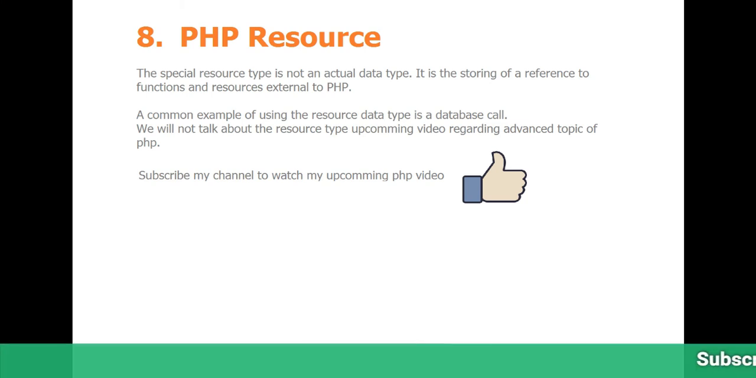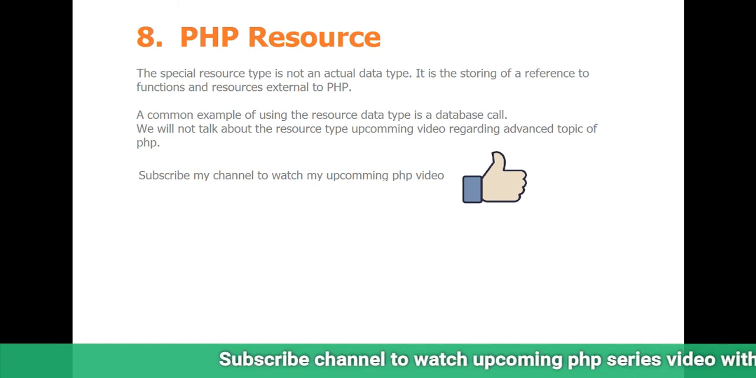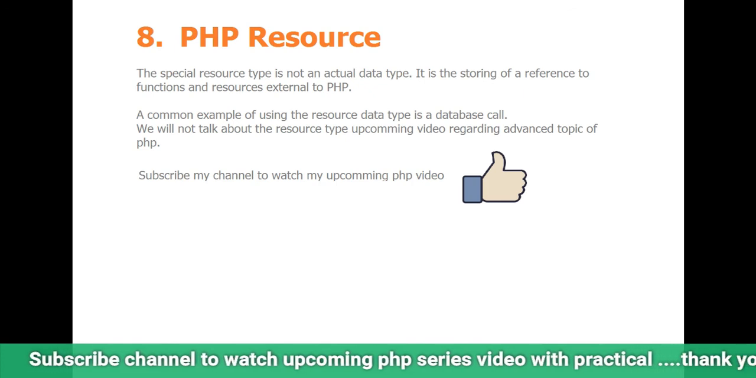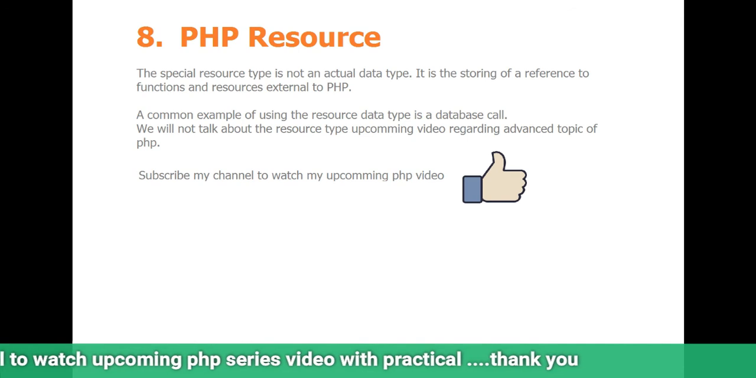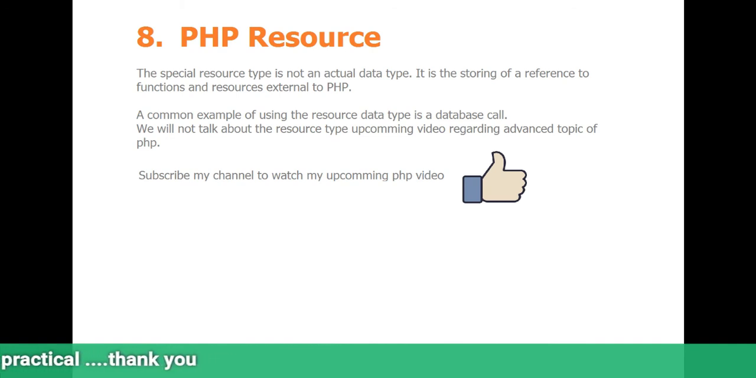Our last point is PHP resources. The special resource type is not an actual data type. It is the storing of references to functions and resources external to PHP. A common example of using the resource data type is a database call. We will not talk about the resource type now. In an upcoming video, we're going to talk about it in advanced PHP topics.